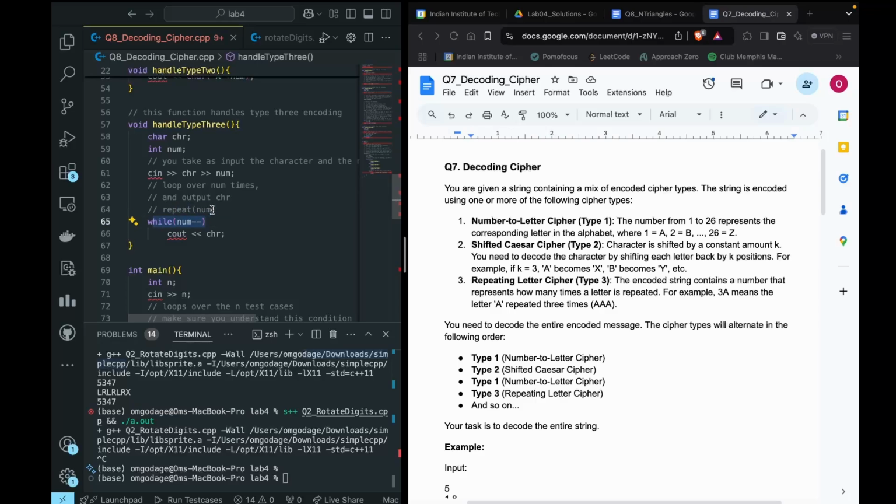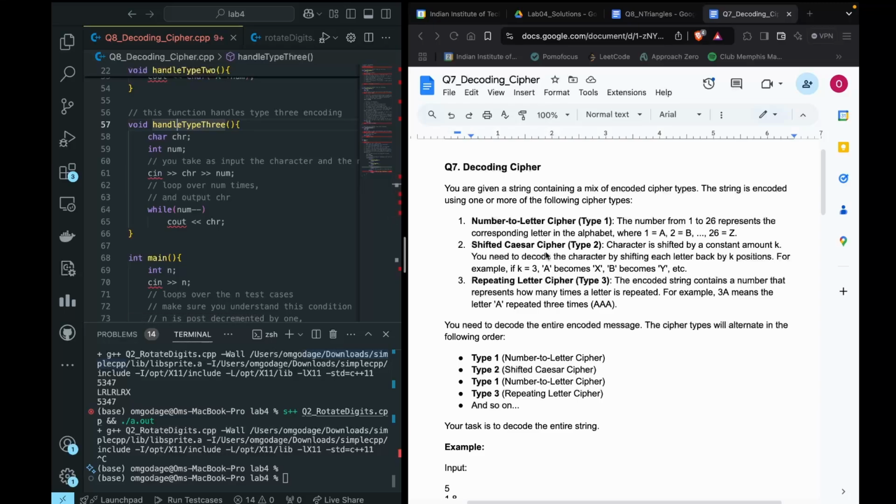Okay, I have explained this in the video previously. I don't remember which question it was, so just rewind it a little bit and see if you skipped the video in between. Okay, so this was type 3 cipher.